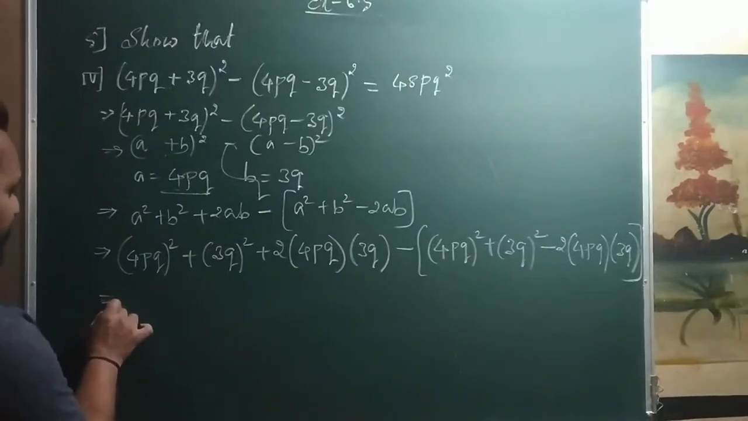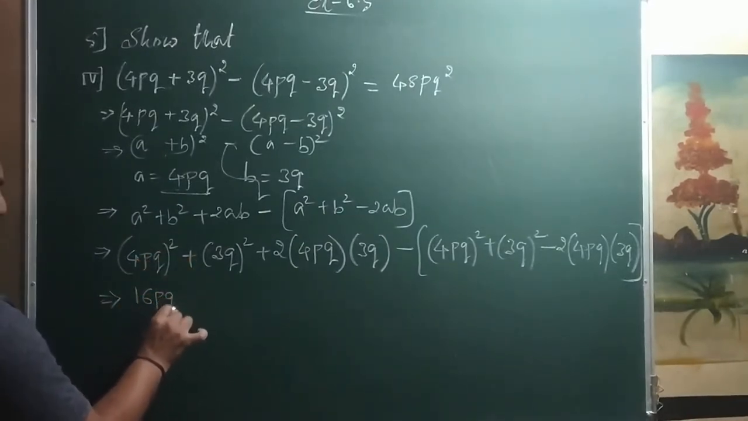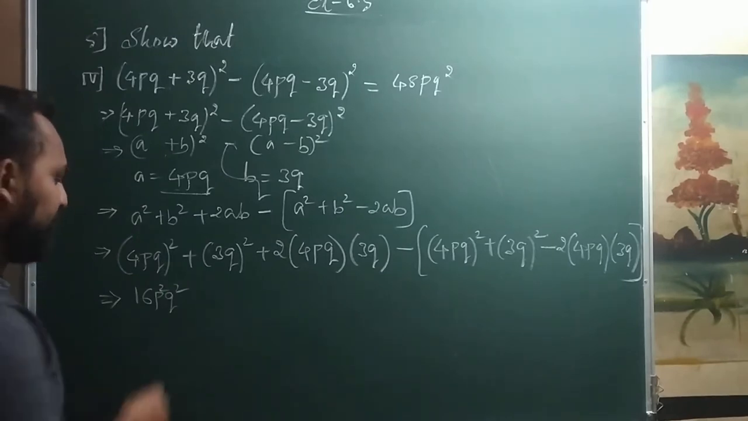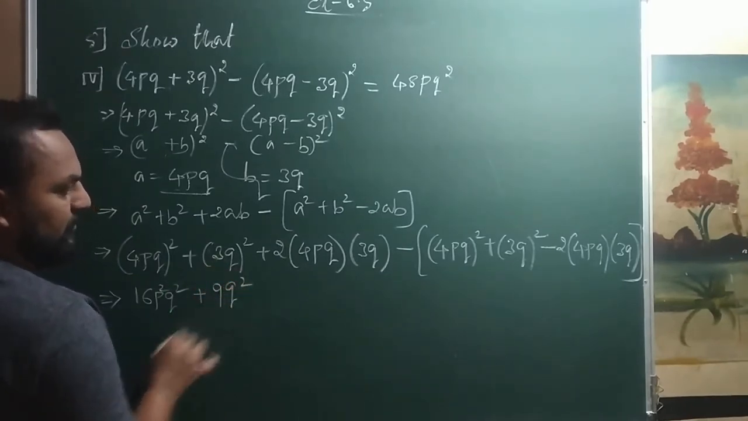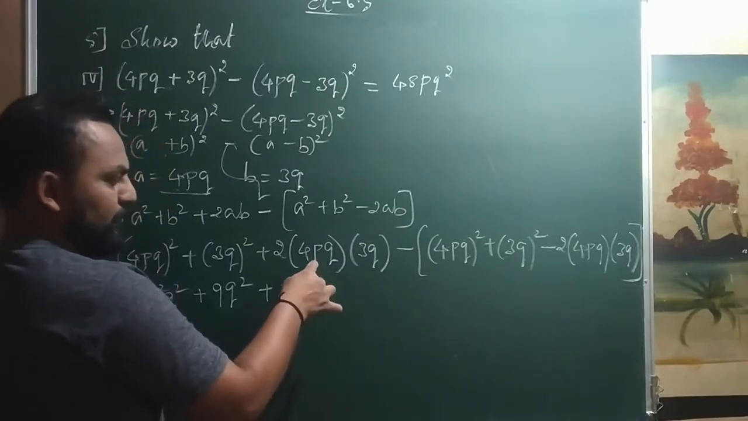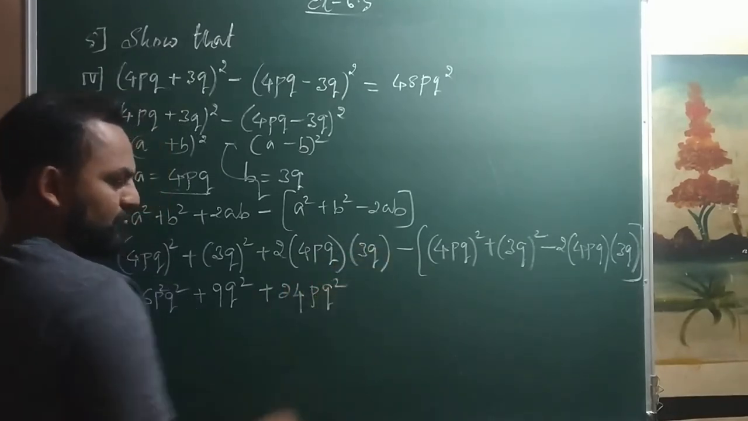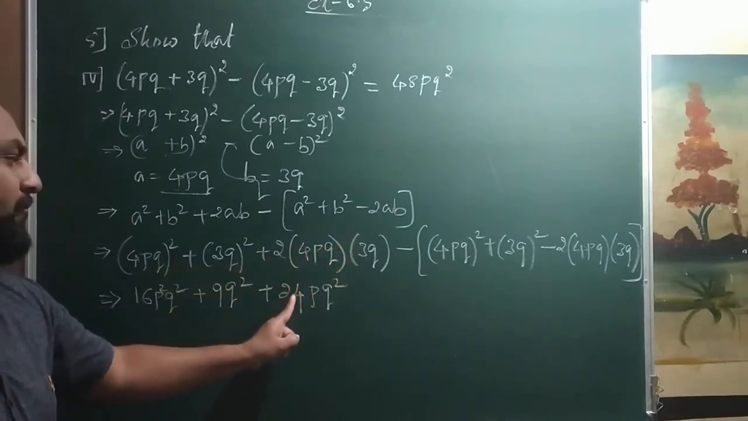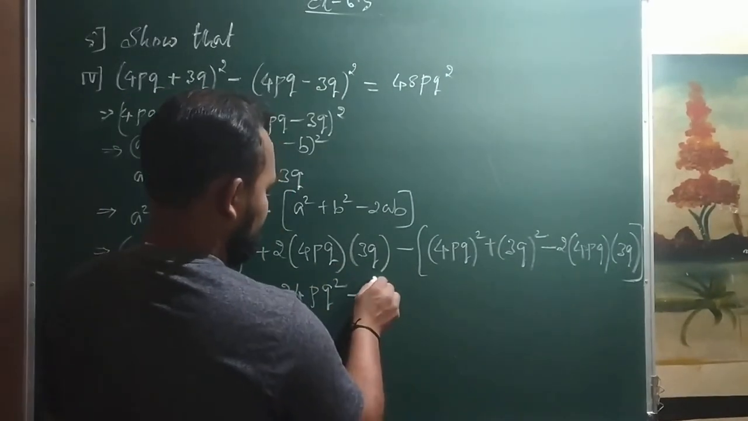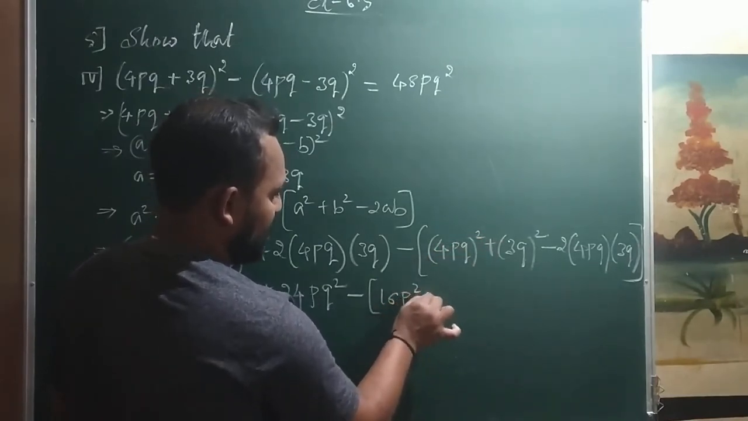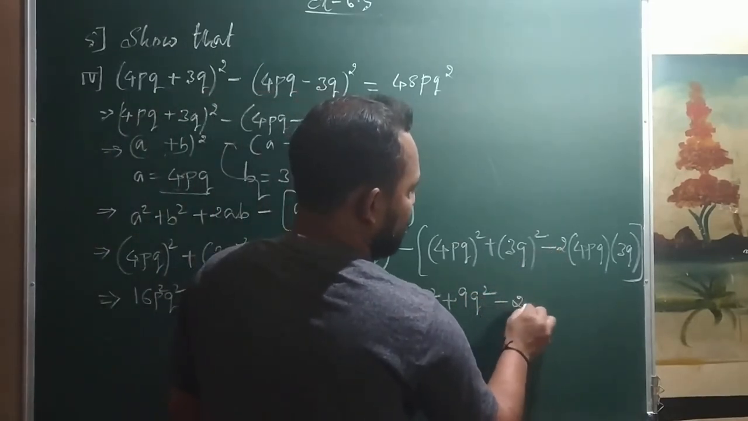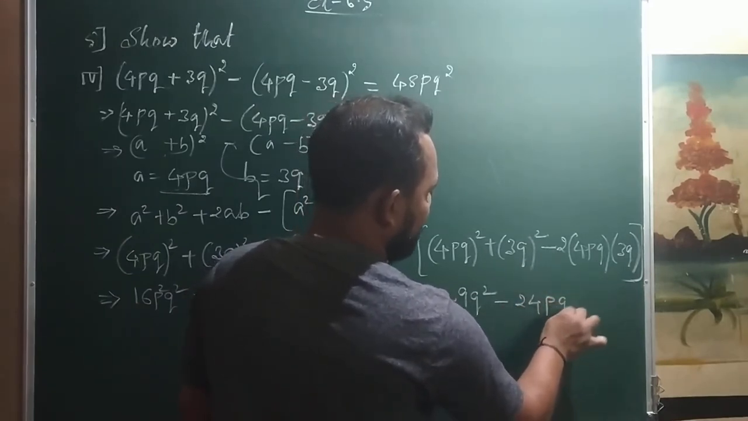Next, simplify. 4 square is 16 p square q square, using (abc)^m equals a^m b^m c^m. Then 9 q square. And this one, 2 fours are 8, 8 threes are 24, p as it is, q into q, q square. Minus, then again 16 p square q square plus 9 q square, and this one minus 2 fours are 8, 8 threes are 24 p q square.